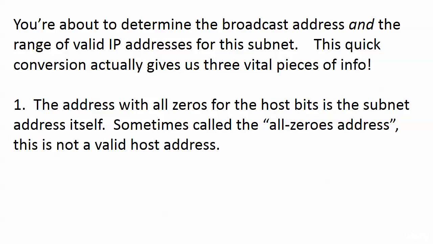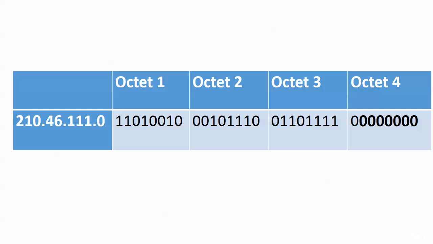Now we're about to determine the broadcast address and the range of valid IP addresses for this subnet, and we already have one important piece of information that explains one of those addresses that we're subtracting when we calculate the number of valid host addresses on a subnet. First, the address with all zeros for the host bits is the subnet address itself. And I know this comes as no shock to you because we've been calling it the subnet address, but you might not have thought about, can we actually give that address to a host? Sometimes this is called the all zeros address, and it doesn't mean 32 zeros, it means all zeros for the host bits. This is not a valid host address. So there's one piece of info right there.